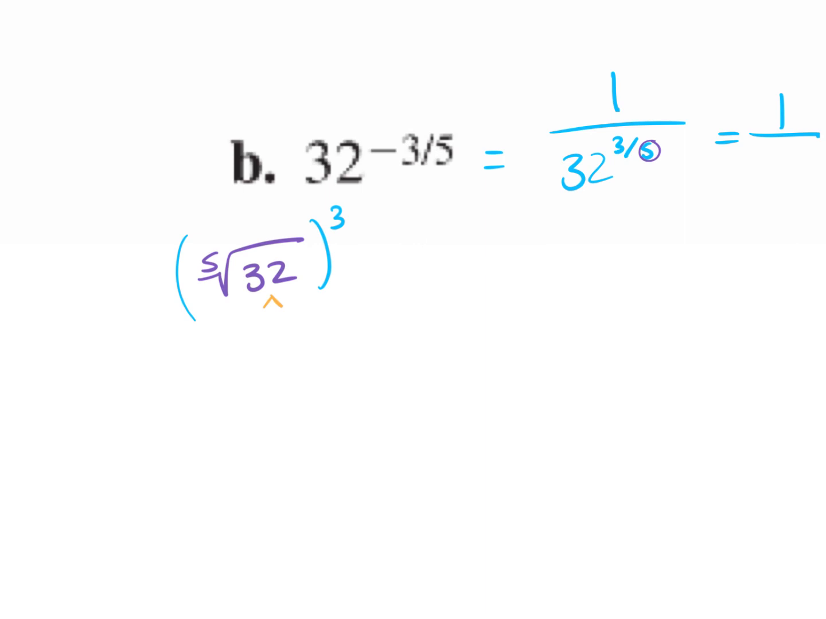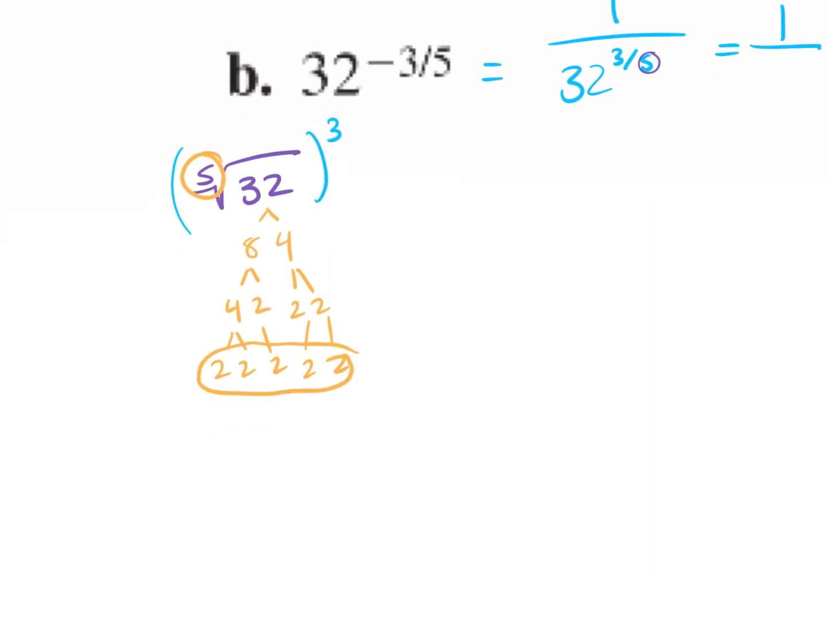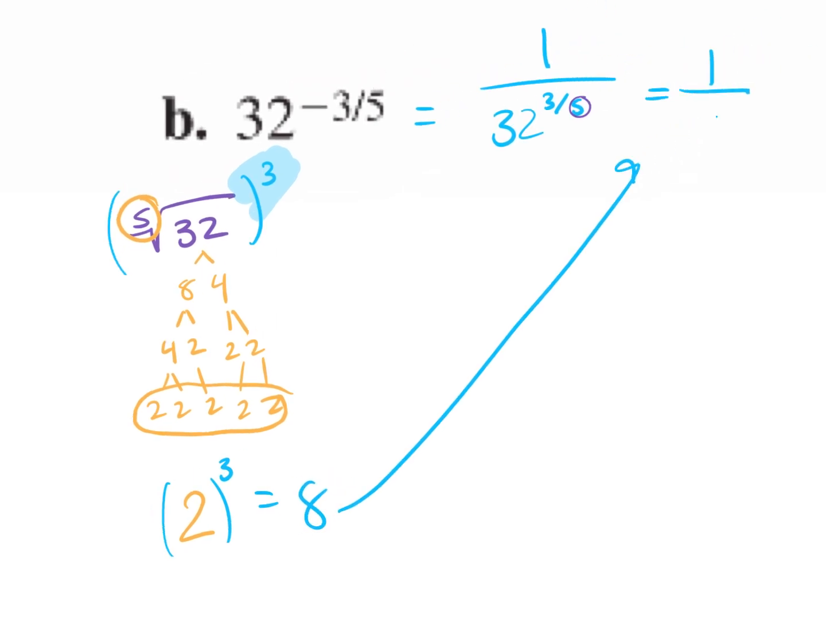So what are two factors of 32? Eight and four. What are two factors of 8? 4 and 2. So I have 2, 2, 2, 2, and 2. How many of a kind am I circling here? 5 of a kind. Do I have 5 of a kind? Yes. So what would come to the outside? 2. But what do I have to do to that 2? Cube it. It's got to be 2 to the third power. I cannot forget about the third power here. So 2 to the third power is like saying 2 times 2 times 2. So what would that be? 8. So our answer is 1 over 8.